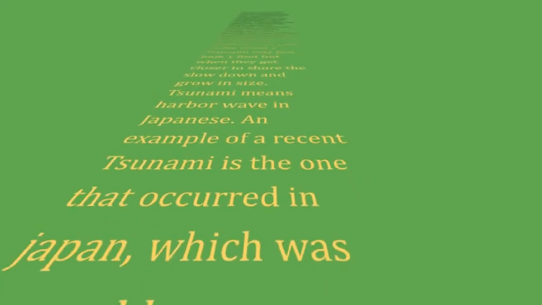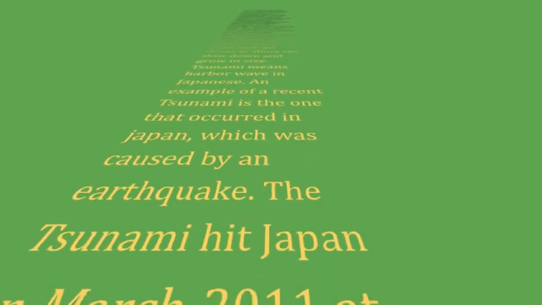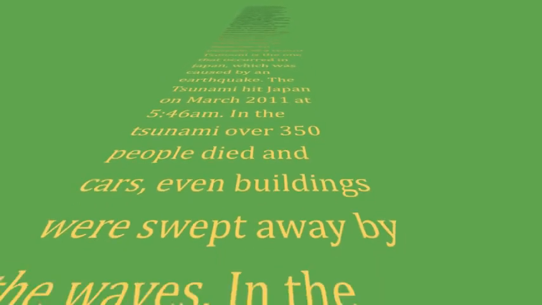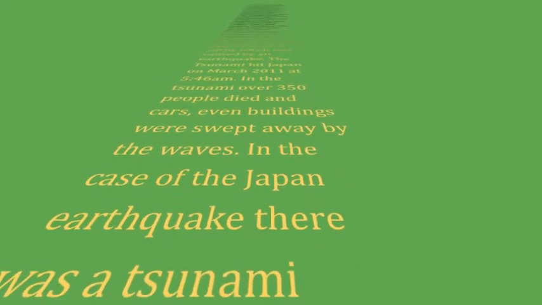In the ocean, a tsunami may look only one foot high, but when it gets closer to shore, it slows down and grows in size. Tsunami means harbor wave in Japanese. An example of a recent tsunami is the one that occurred in Japan, which was caused by an earthquake. The tsunami hit Japan in March 2011 at 5:46 a.m. In the tsunami, over 350 people died, and cars and even buildings were swept away by the waves. In the case of the Japan earthquake, there was a tsunami warning in Western Canada.